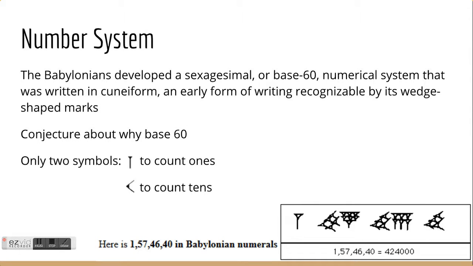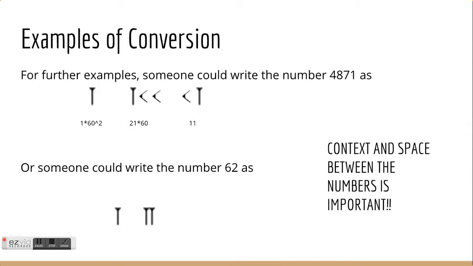The Babylonians developed a sexagesimal, or base 60 numerical system that was written in cuneiform. There's some conjecture about why they used base 60, with the most likely being the fact that it is factorable by many, many numbers. They only used two symbols, a single stroke with a reed to signify 1 and a wedge shape to signify 10.